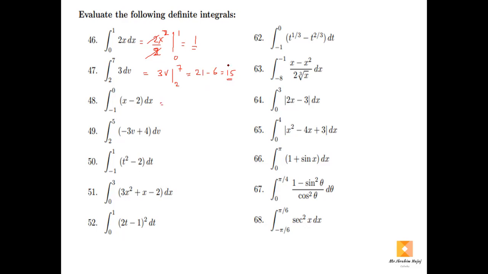Okay, I would like you to check your homework for the first assignment. From -1 to 0, we have x squared over 2, half x squared minus 2x, and then evaluate from -1 to 0. Equal 0 first, and then minus. When you substitute by -1, it gives 1/2 plus 2, negative half and 2, 2.5. So it is negative 2.5.